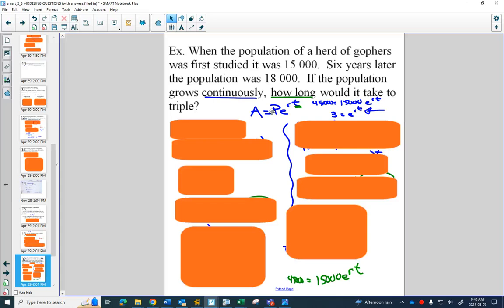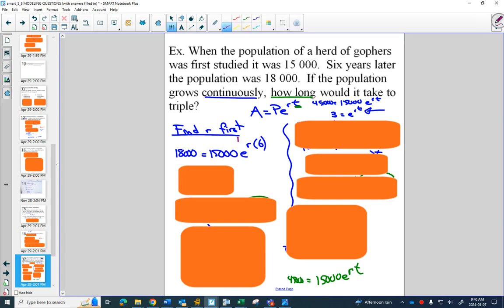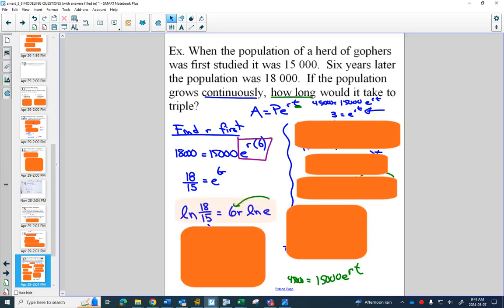So if we want to find the time and we don't know the rate, maybe there's a way to find the rate first. And there is, because they do tell us that in 6 years it goes from 15,000 to 18,000. So 15,000 to 18,000 in 6 years lets me set up this equation. Can I get the power by itself? Yes, I could divide both sides by 15,000. And then I could use natural logs, and I could solve.